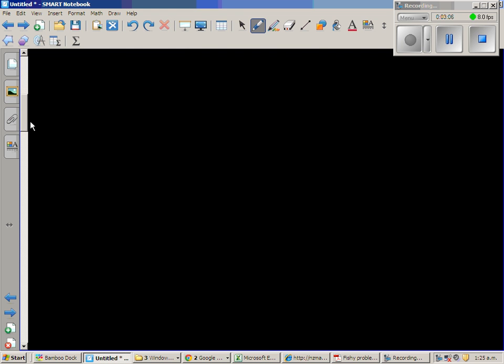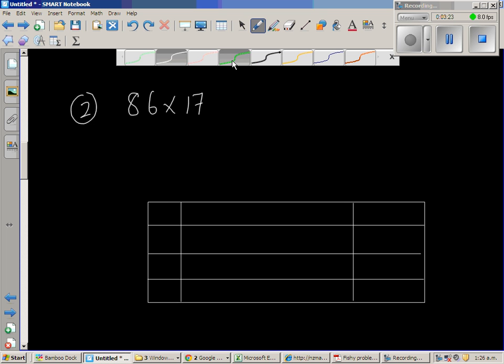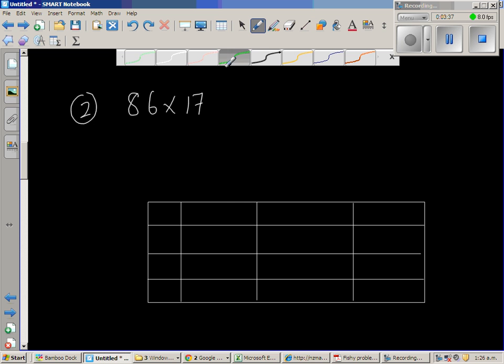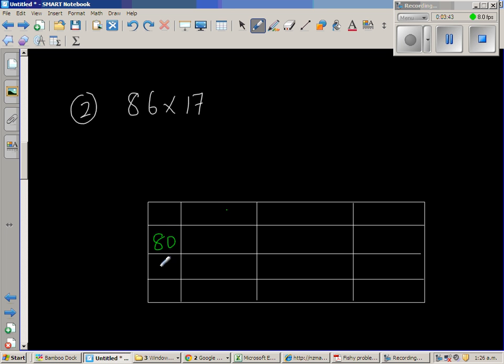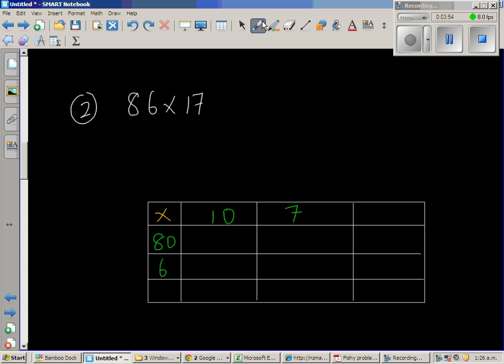Okay, let us look at one more question. Let me make it 86 times 17. I had to draw one more line here, so let me use a line tool. Here you have 86. I'll write 86 like this: 80 plus 6 is 86, and 17 is 10 plus 7, and this is times, and let us multiply now.